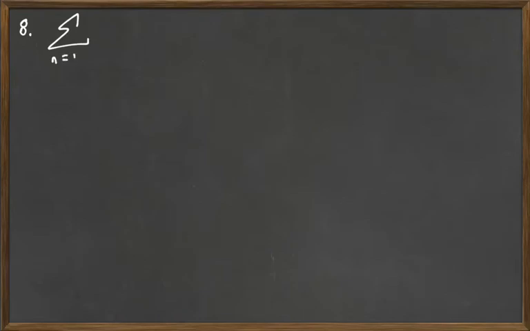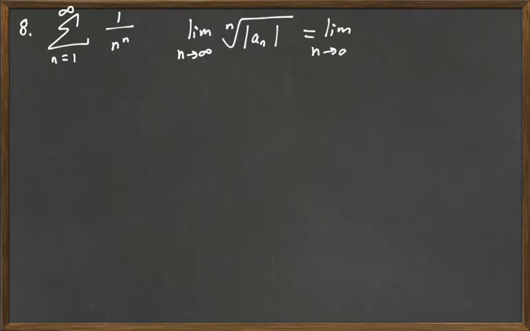All right, so we're going to look at the sum n equals 1 to infinity of 1 over n to the nth power. So the limit as n goes to infinity of the nth root of the absolute value of a sub n is equal to the limit as n goes to infinity of the nth root of 1 over n to the n.